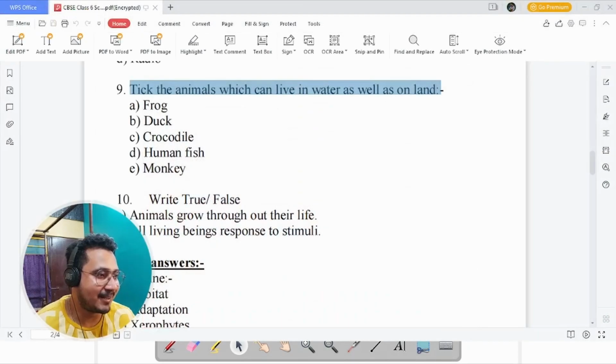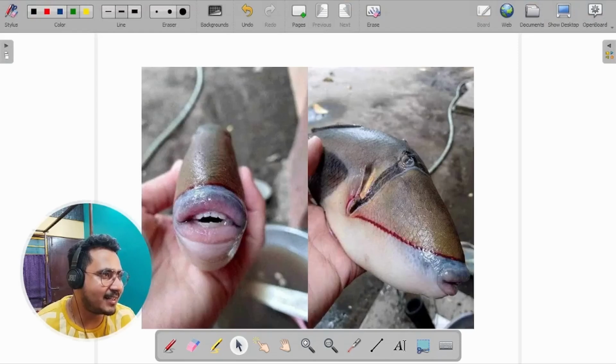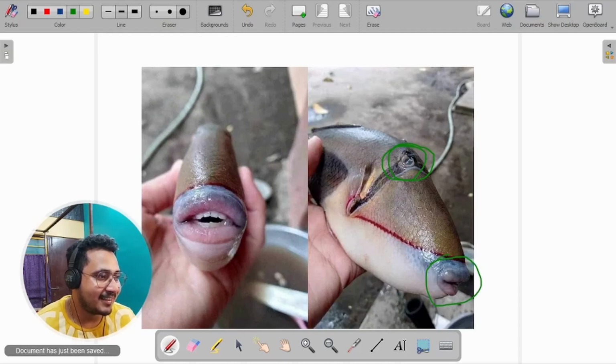It has an eye in the middle. No, not like an eye in the middle. I think that is the eye on the top of its body. I think this is the eye. That mouth is actually very scary. Right? That's why it's called a human fish.